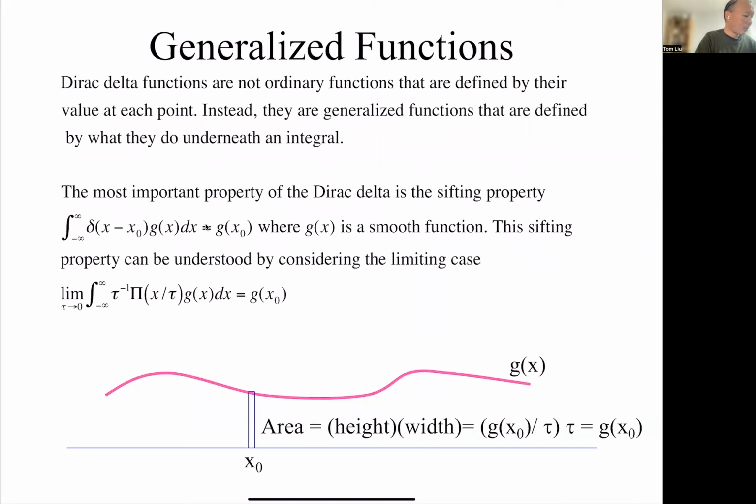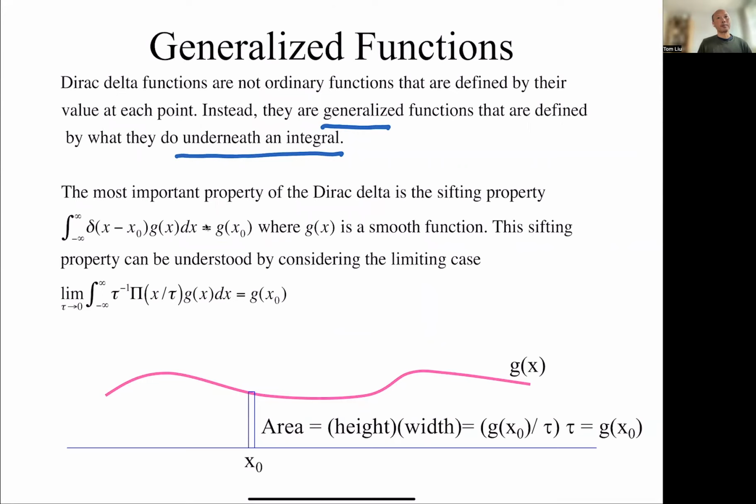Okay, so I'm not going to say too much about this, but Dirac delta functions, as you can see, are strange functions. They're really not ordinary functions. They're actually what are called generalized functions, and they're defined by what they do under an integral. So you can never really deal with a Dirac delta function on its own. You always have to see what it does under an integral.